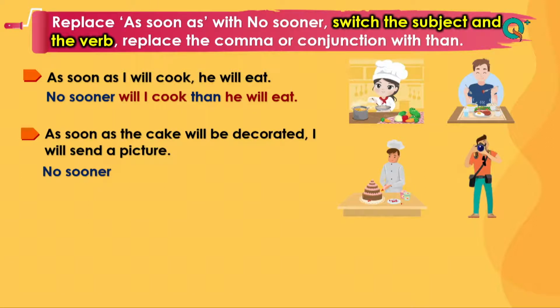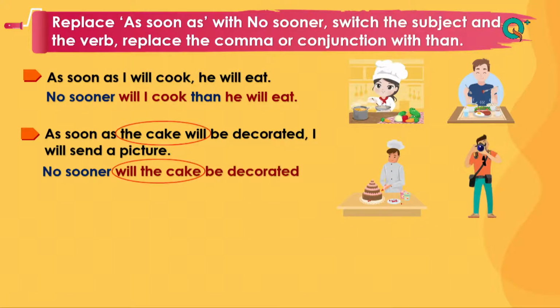Now switch the subject and the verb. The subject is the cake and the verb is will be decorated. But we will just take the auxiliary verb, which is will. So will the cake be decorated? Comma will be substituted with than. I will send a picture.